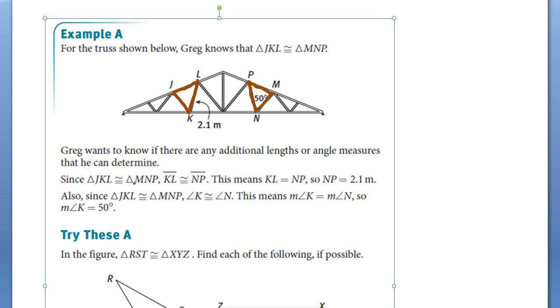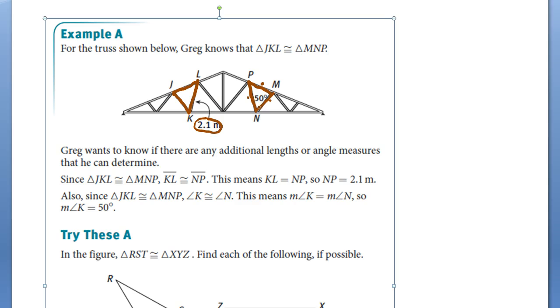Well, since these triangles are congruent, their corresponding parts are congruent. So if this side here is 2.1 meters, then the corresponding side in the other triangle is 2.1 meters. Which of the three sides is that? And that's the NP. So Greg can know that NP is also 2.1 meters.